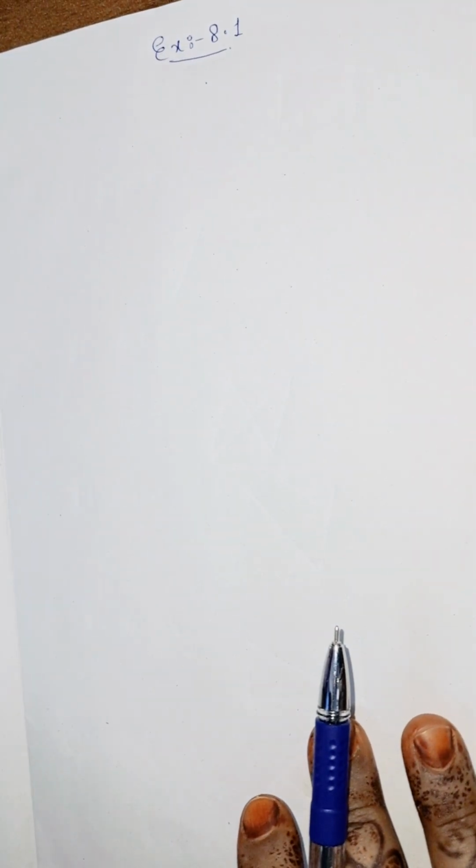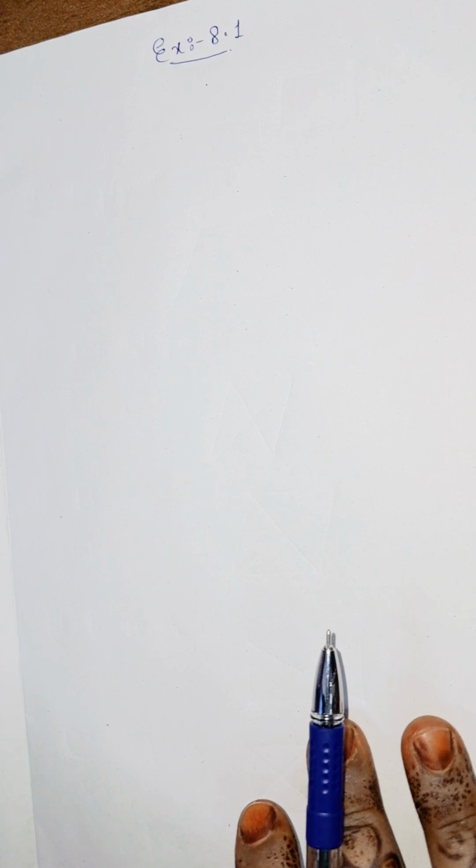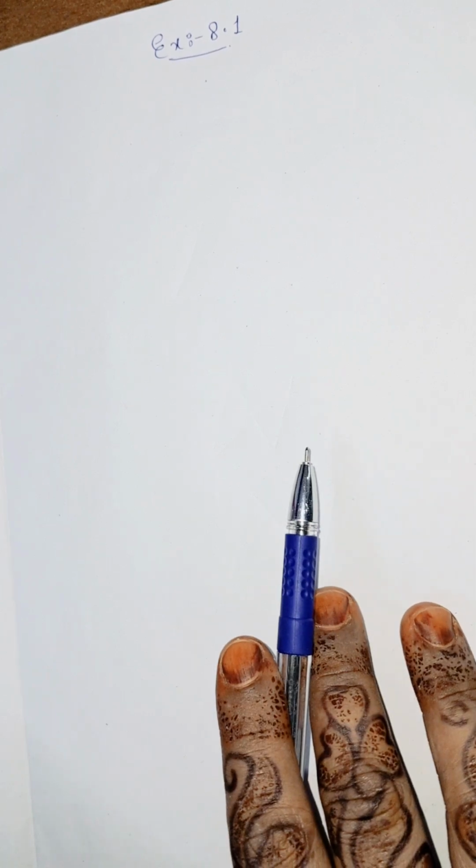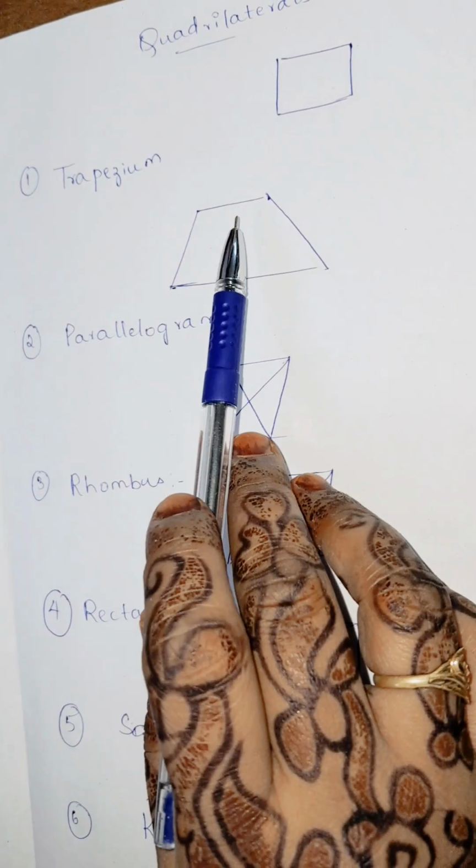Next, all trapeziums are parallelograms. No, because in a parallelogram we can see that the opposite sides are equal, whereas in trapeziums, as you have seen in the figure, it's not like that.